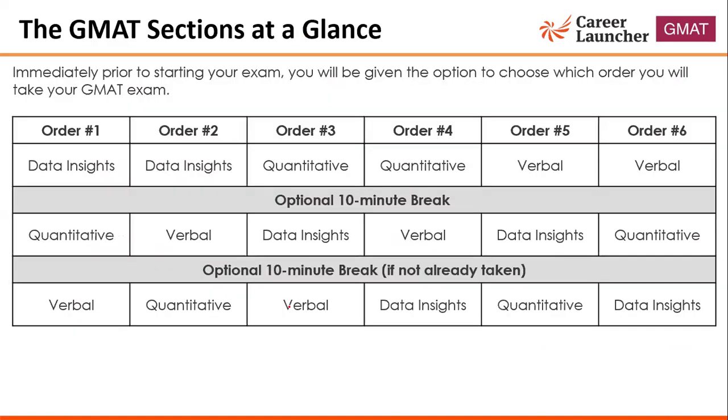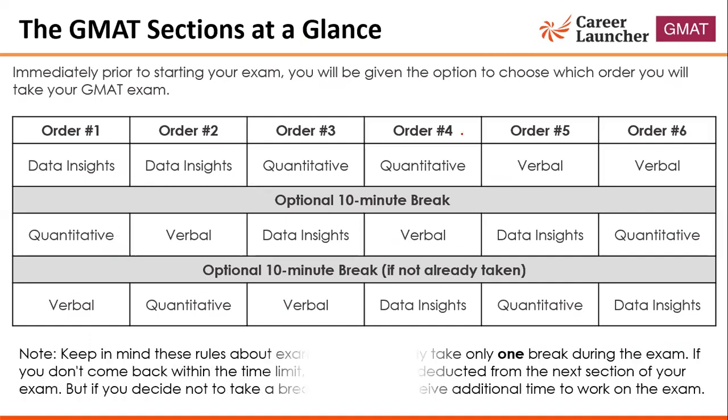And when it comes to the order in which you can take the test, there are 6 different orders. So basically, all combinations are possible, right? You can start with data insights, you can start with quantitative, and you can start with verbal. So in any order that you wish, you can start.